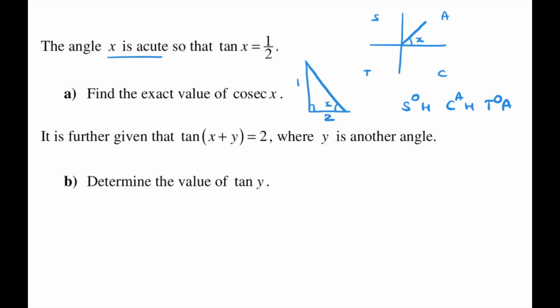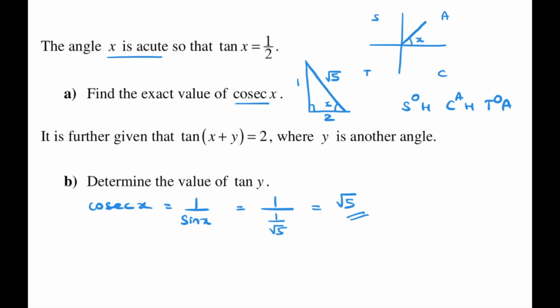So therefore, this hypotenuse is going to be the square root of 2 squared plus 1 squared, which is the square root of 5. And I need to now check how I can rewrite cosec x. Cosec x can be written simply as 1/sin x. From here, 1/sin x is just going to be hypotenuse over opposite, which is root 5 over 1, or simply root 5. That's it. So that's part A done.